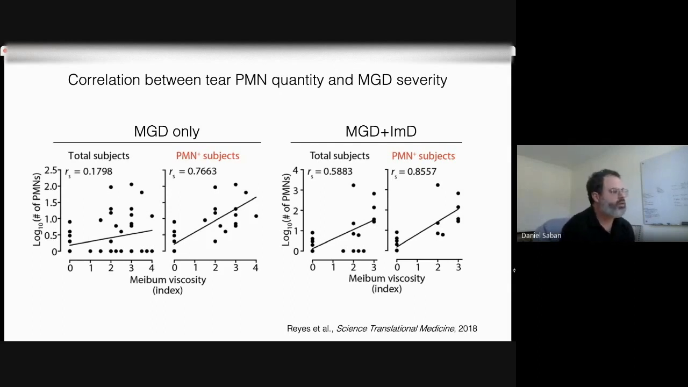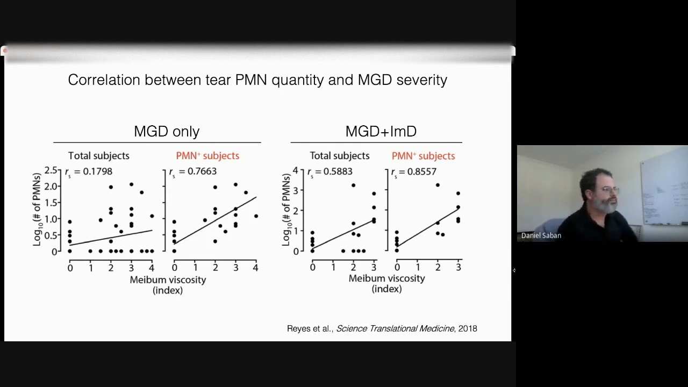You can argue that, okay, we're selecting for the PMN patients, so we're kind of stacking the deck for us. But you can also argue that we're just selecting for patients that have neutrophils in their tears, and those patients have a higher association with Meibom viscosity index. So there seems to be a correlation. Let's just say the data show a correlation between the number of neutrophils and the intensity of MGD.